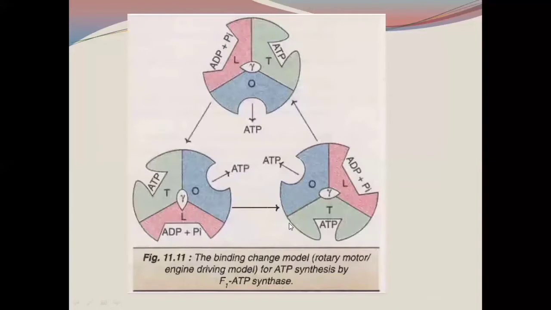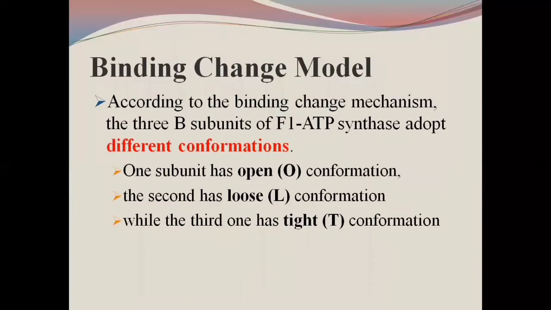This part, as shown here, is known as the binding change model. These alpha and beta subunits that are surrounded by the gamma subunit, the mechanism for the process, is known as the binding change model. As the name indicates, ADP and inorganic phosphate will bind and change into ATP. There is a whole mechanism for how the binding and change occurs by this model. According to the binding change mechanism, the 3 beta subunits of F1 ATP synthase adopt different conformations.